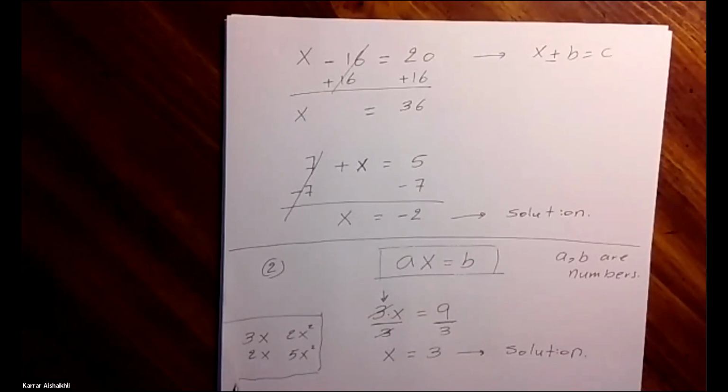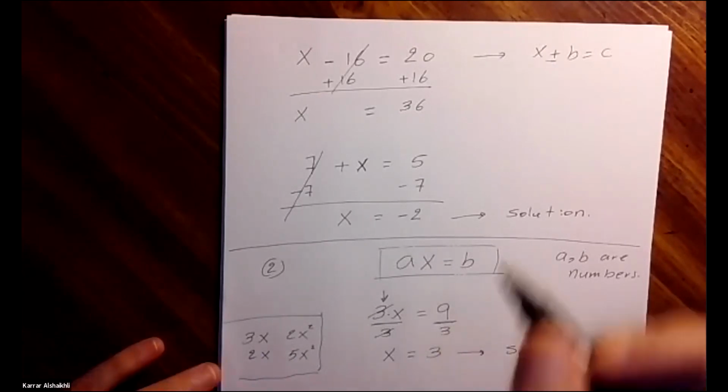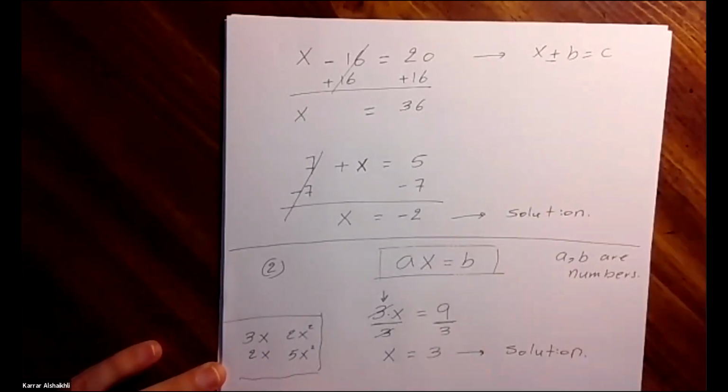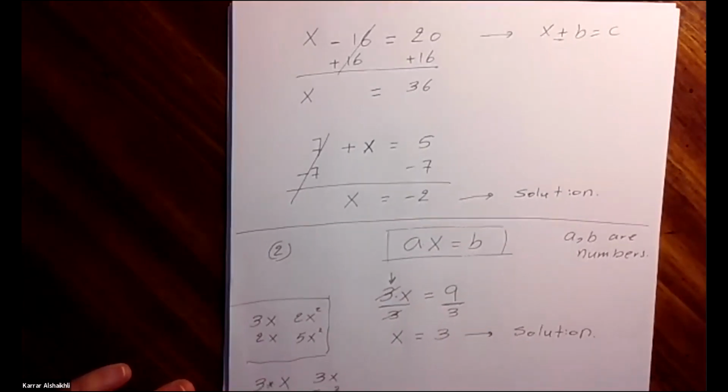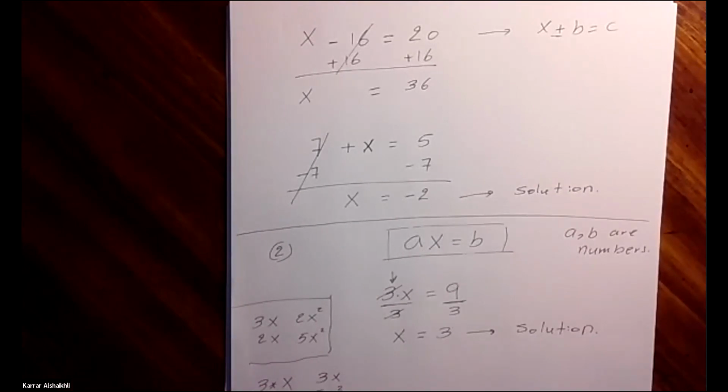But now you are on the college level, you don't have to write down 3 times x. Just write down 3x, 5x squared, 6x squared, or cubic. It doesn't matter. That means the sign between the number and the variable is multiplication. Always keep this note in your mind.